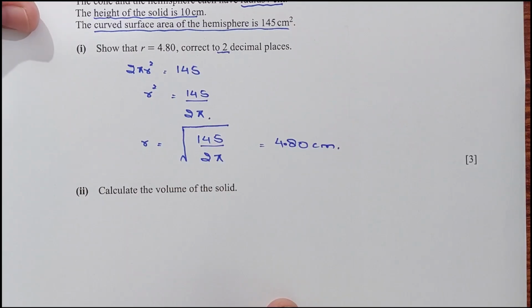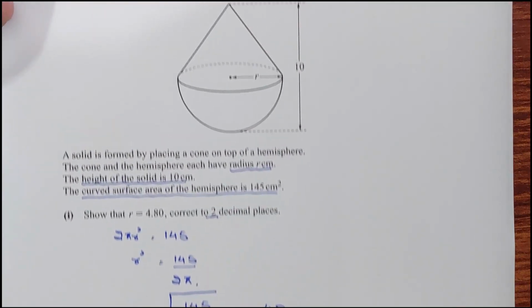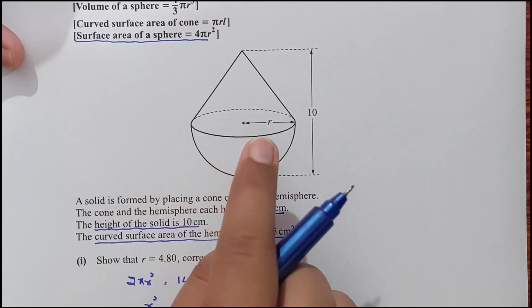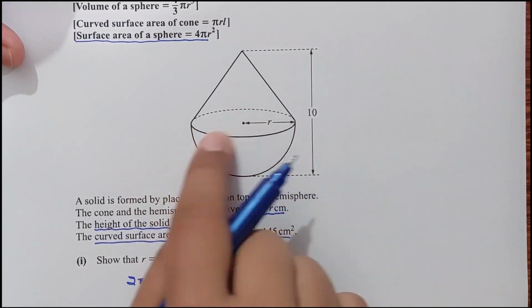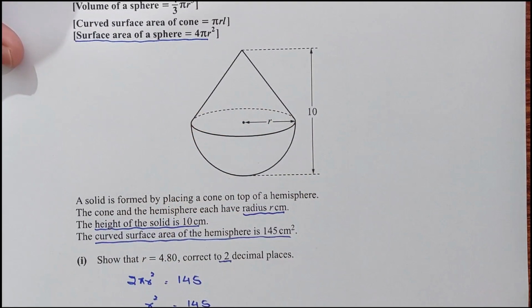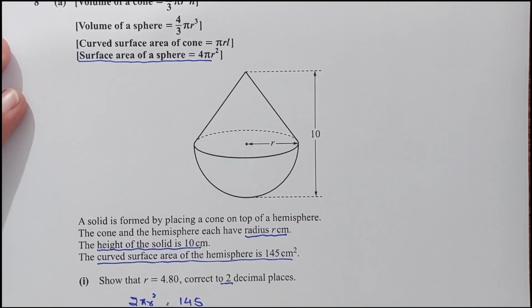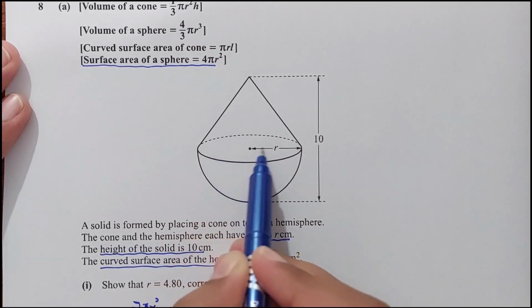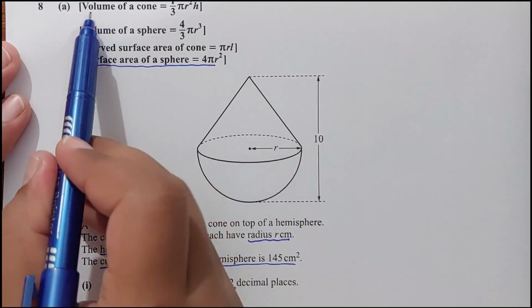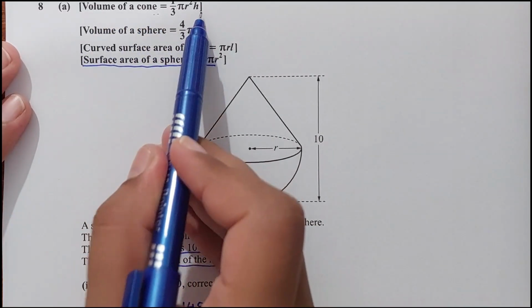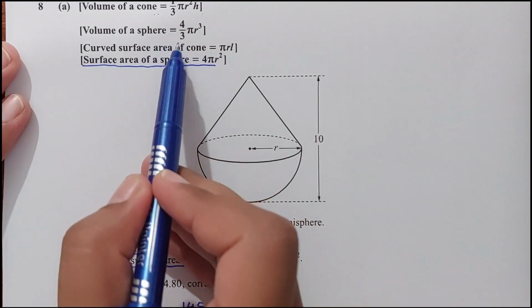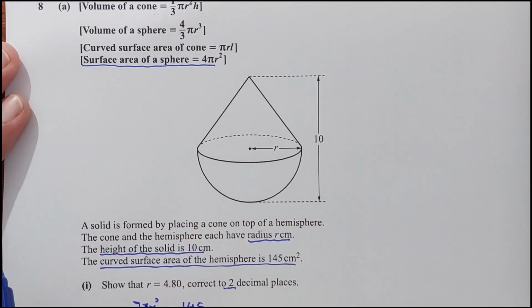Now for the second part, calculate the volume of the solid. The solid, we have to find its volume, is formed by placing a cone on the top of the hemisphere. This is the hemisphere and this is a cone. So basically, to find the volume of the solid, we have to find the volume of the hemisphere and the volume of a cone. So we have the volume of a cone formula and the volume of a sphere formula. For the hemisphere, we have to divide it by 2. So it's 2 by 3 pi r cubed, right?